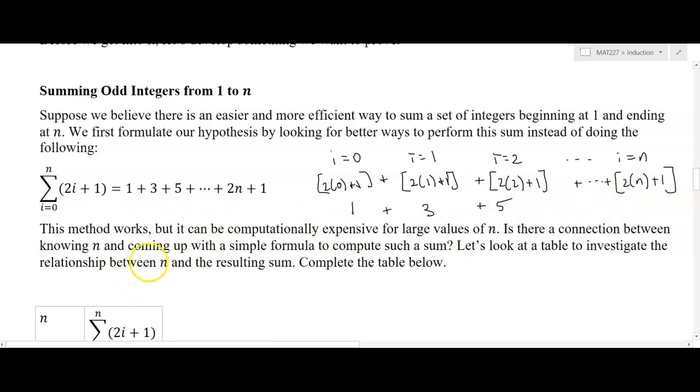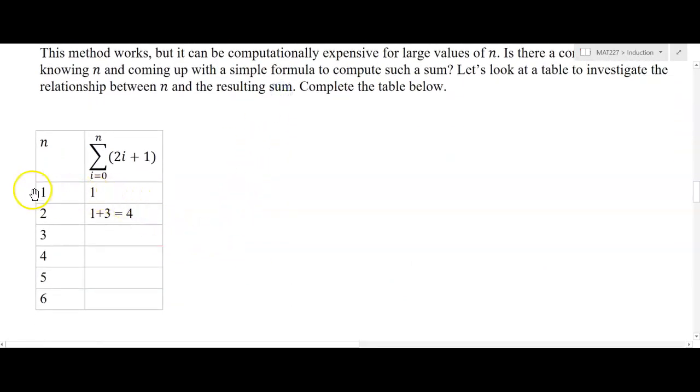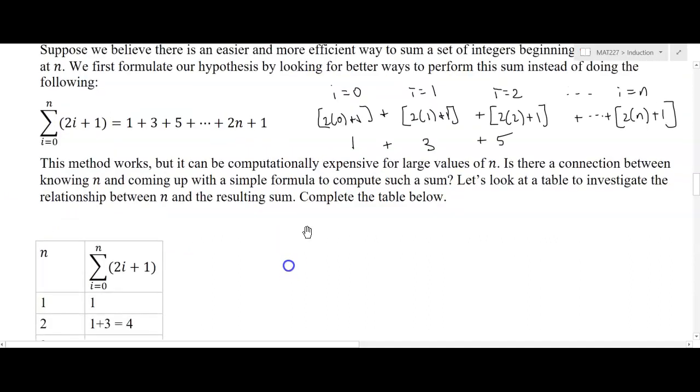So this method works. You can actually manually add these, but it can be computationally expensive for large values of n. Is there a connection between knowing n and coming up with a simple formula to compute such a sum? Let's look at a table to investigate the relationship between n and the resulting sum. Complete the table below. So when i is 0, we're just getting the very first term here, which is 1, and we're not adding that to anything.